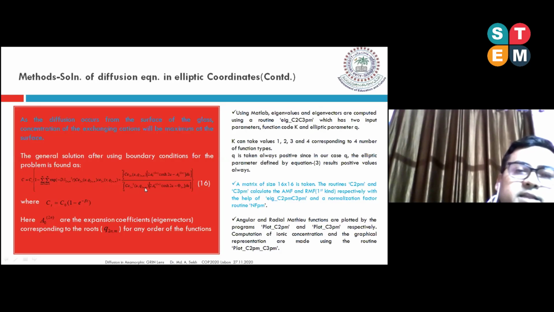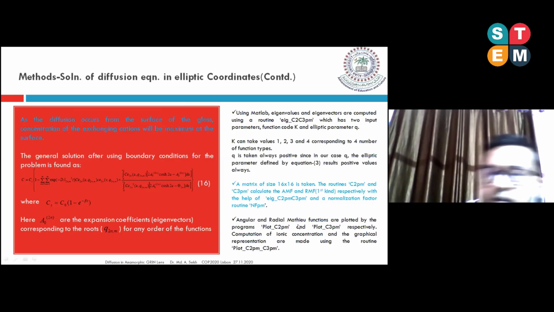For this final equation, we did the computer programming using MATLAB, where three fundamental modules have been developed with respect to different sets of equations. This eigenfunction C2C3 routine first calculates the eigenvalues required to generate the A and B coefficients. After generating the A and B coefficients, we made a matrix of size 16 by 16 and calculated these two major functions: one is the angular function, and the other is the radial function.